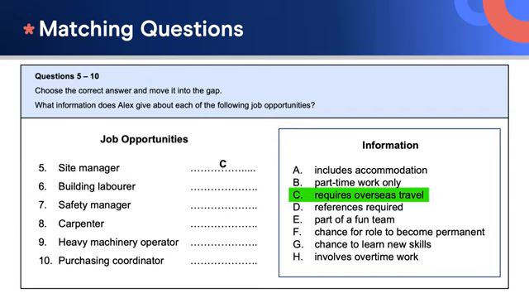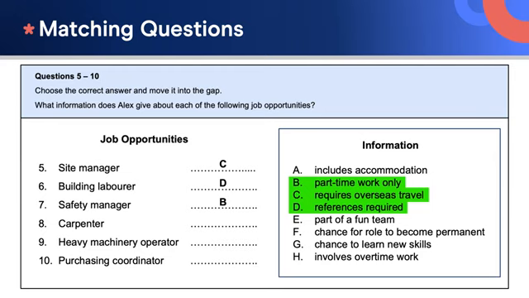The next item is building laborer. For this one, Alex says applicants must provide details of previous employers who can vouch for their reliability and work ethic. This is describing a job reference, so it matches with references required. The next item is safety manager. Alex says this role is for 3 days a week, so this matches with part-time work only. Again, the meaning is the same, but the wording is different.